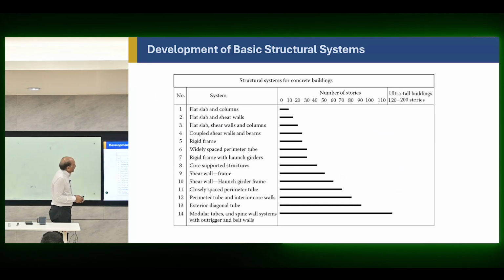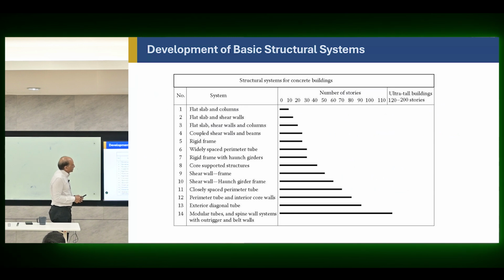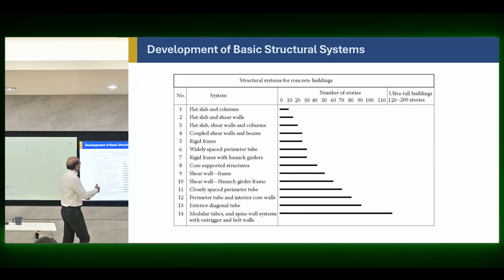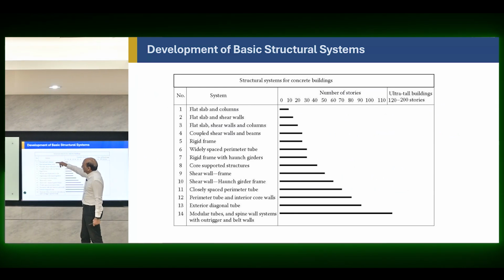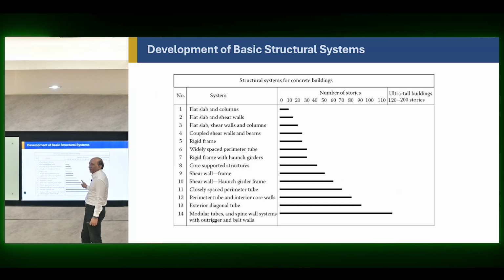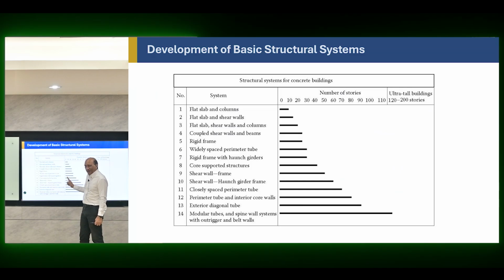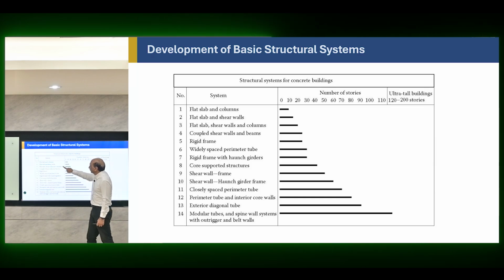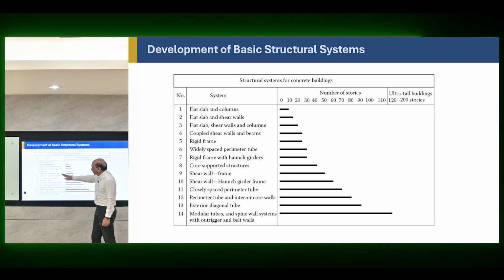This table is quite old, but still useful. People try to give a rough range of the structural systems in terms of the number of stories. And you can say flat slab and column is the lowest one, flat slab and shear walls. They put it here, but now flat slab and shear wall has gone up to 60 stories because we add other things on top of that. Alone, flat slab and shear wall will not work, but then we add something more, we will see. Flat slab shear walls and columns, coupled shear walls, rigid frame, widely spaced perimeter tube, and so on and so forth. Shear wall frame, shear wall, haunched girder frame.